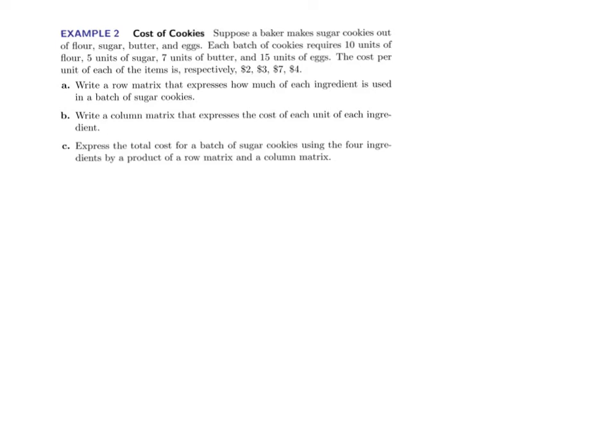The first thing that I'm asked to do is to write a row matrix which expresses how much of each ingredient is used in a batch of sugar cookies. So if I was going to write out that row matrix, we have a nice long row here, and let's list out what those ingredients are. So we have our flour, sugar, butter, and eggs. This isn't part of the matrix, it's just to help us make the matrix. And then in that matrix itself, we'll put the values. Each batch of cookies requires 10 units of flour, 5 units of sugar, 7 units of butter, and 15 units of eggs.